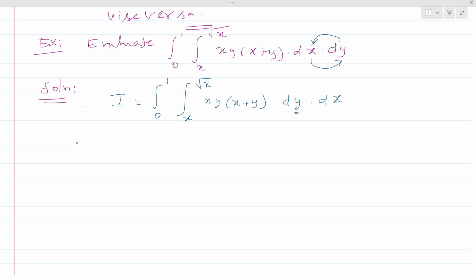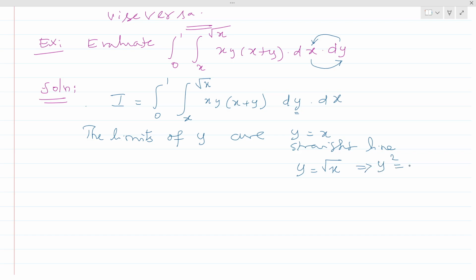First you have to identify the shape of these limits. What are the limits of y? The limits of y are y equal to x, which is a straight line. The second one is y equal to root x. Squaring on both sides, we get y square equal to x. This is the parabola.